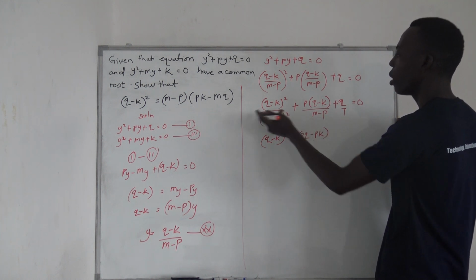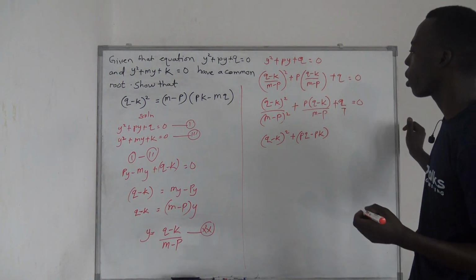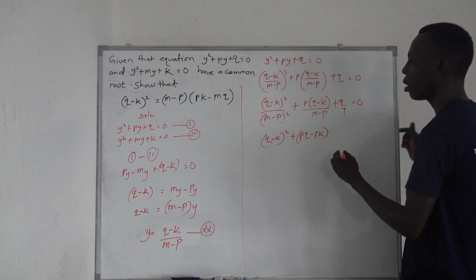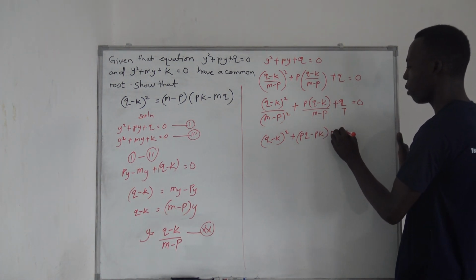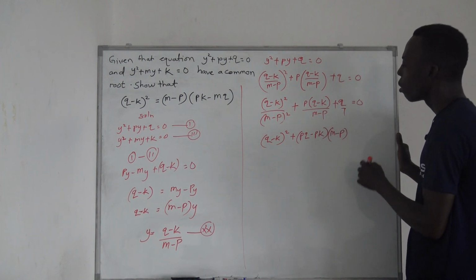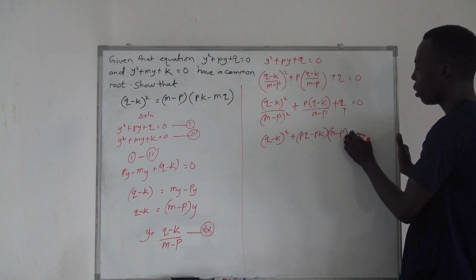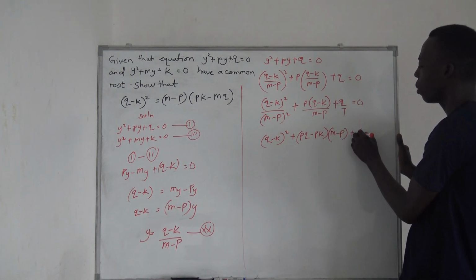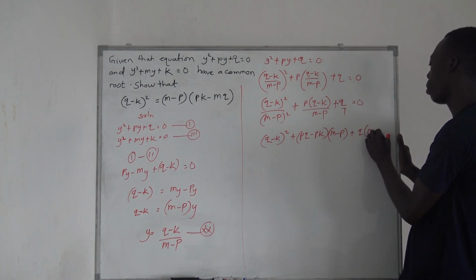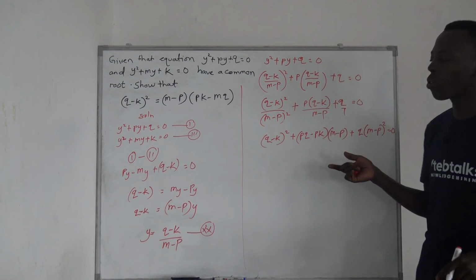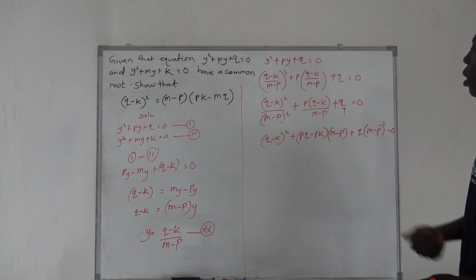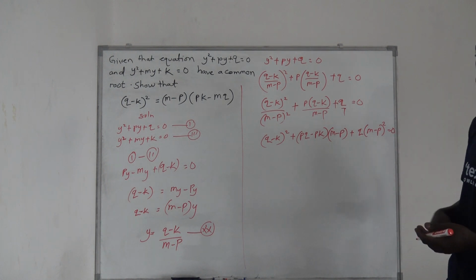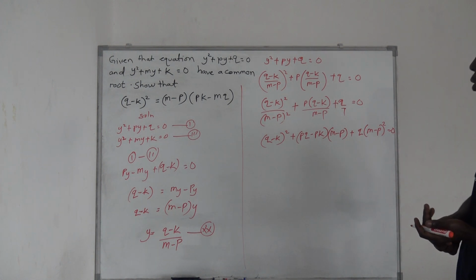So times the number after dividing by this to become m minus p. So now it becomes this side plus this one, which is q into m minus p squared, which is equal to 0. So that is what we have after getting the LCM and multiplying all by the LCM.